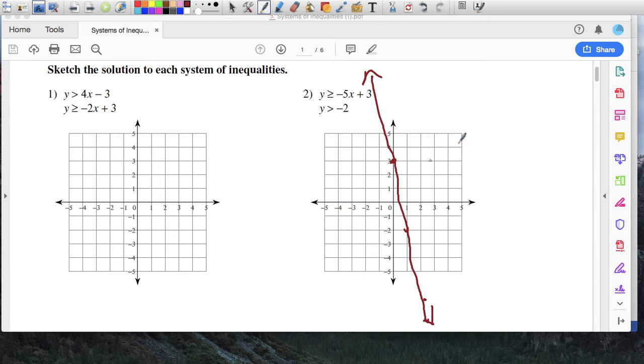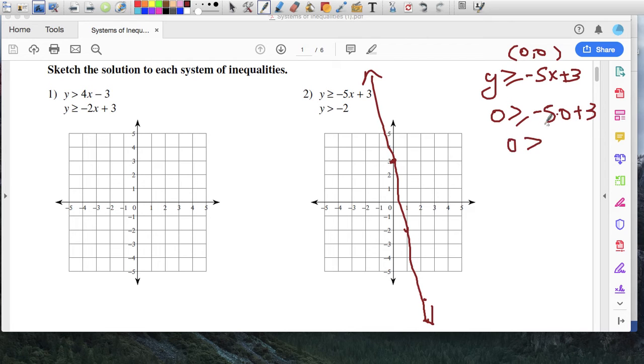line. So let's pick the point 0, 0. So -5x plus 3. If I use a test point 0, 0 and plug it in, I will get that 0 is greater than 3, and that's not true. So that means that 0, 0 is to the left of the red line, right, of my line, which I forgot to label again, -5x plus 3, right?